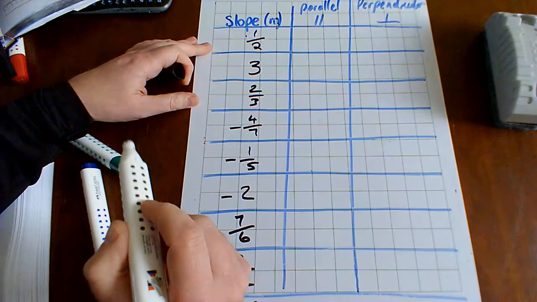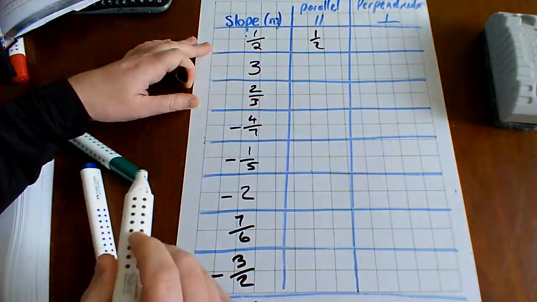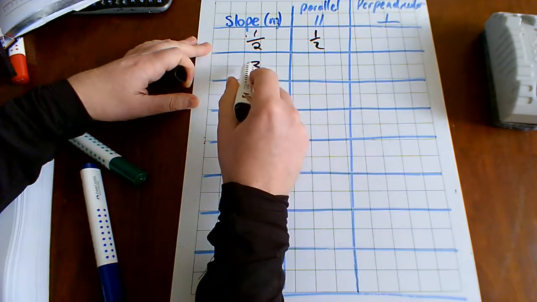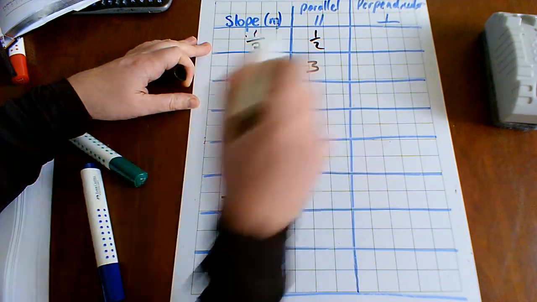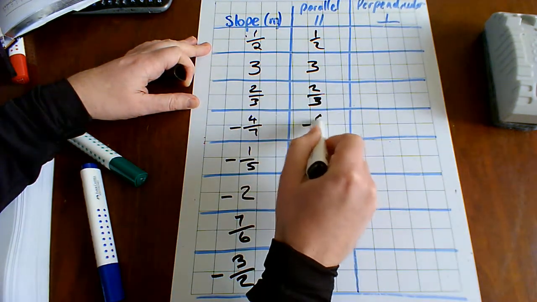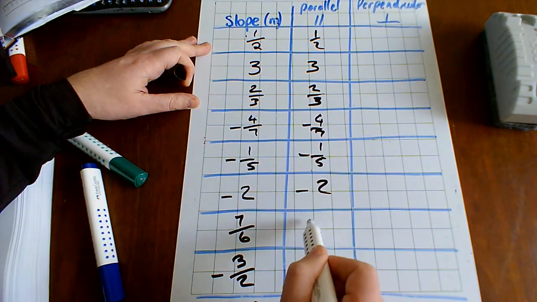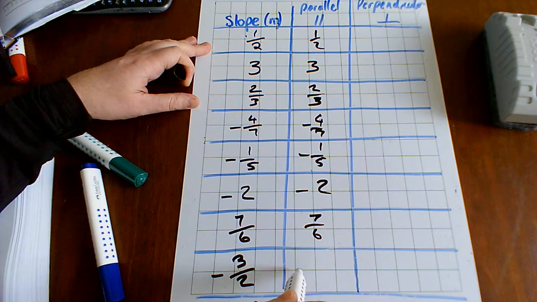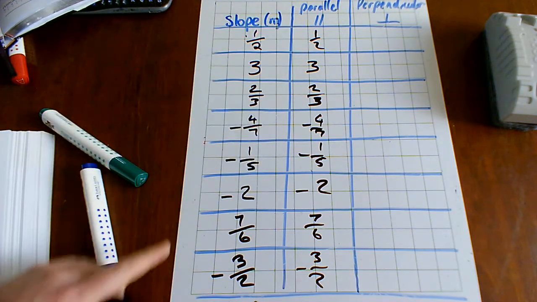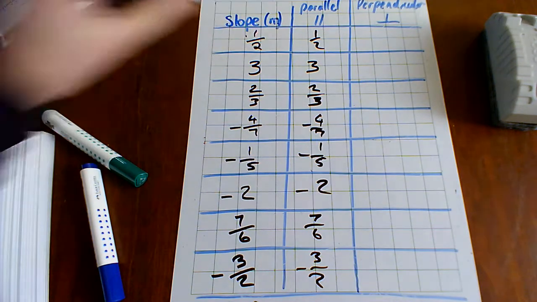A slope parallel to a half is the same. Parallel lines have the same slope, so same. The slope parallel to this will just be 3. The slope parallel to this will just be 2/3. Minus 4 over 7, I think you can see the pattern, minus 1/5, minus 2, 7 over 6, and minus 3 over 2. A parallel line will have exactly the same slope as the line it's parallel to. So that's nice and easy. If they ever say two lines are parallel, they have the same slope.